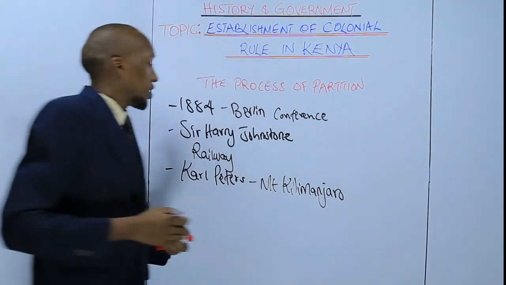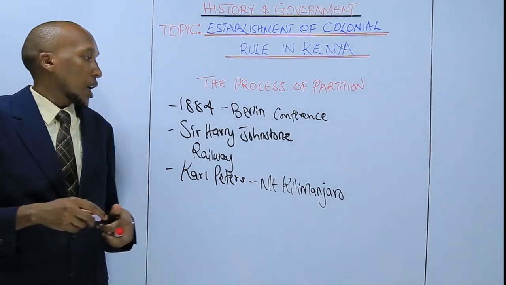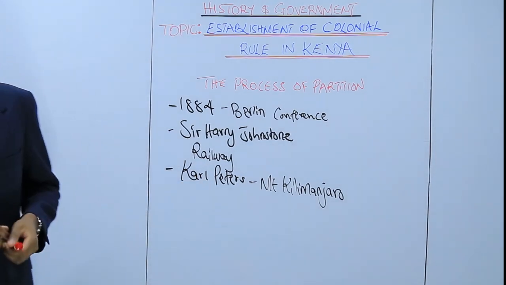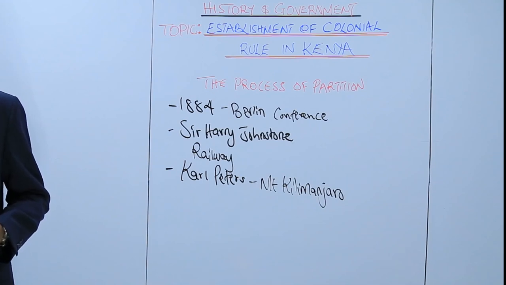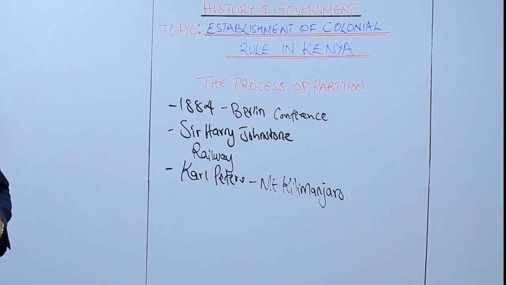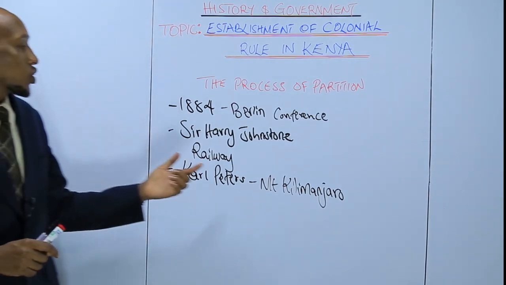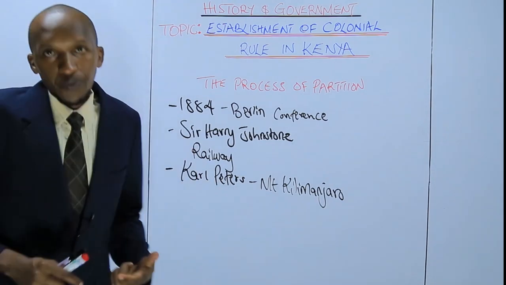He came and made treaties with the people or the chiefs around Mount Kilimanjaro. He made treaties with the chiefs of Usagara, the chief of Uzigua, and the chiefs of Ukami and Nguru. So he made those treaties with the chiefs.